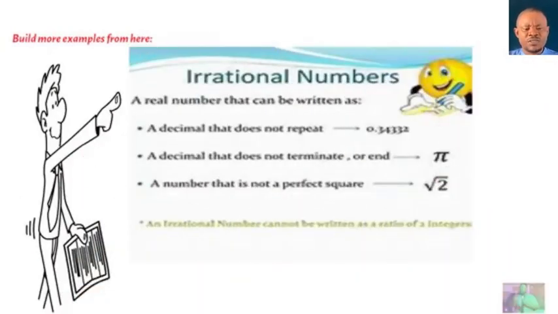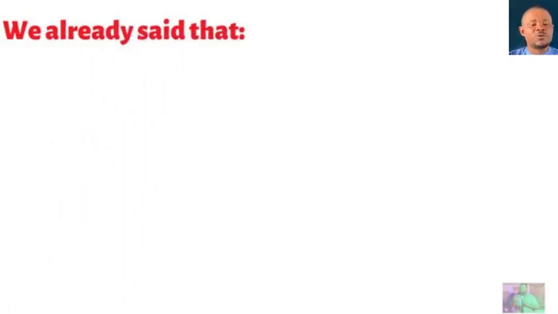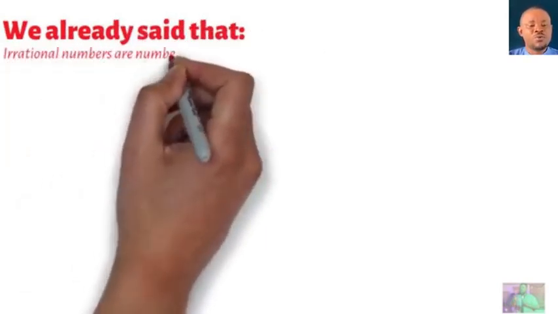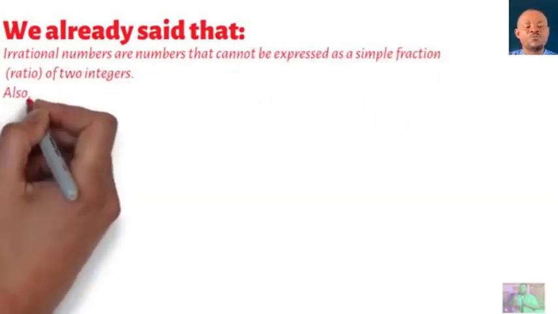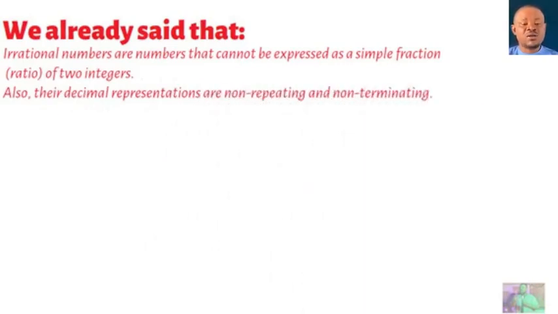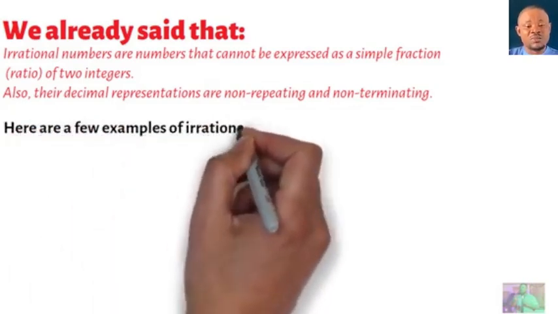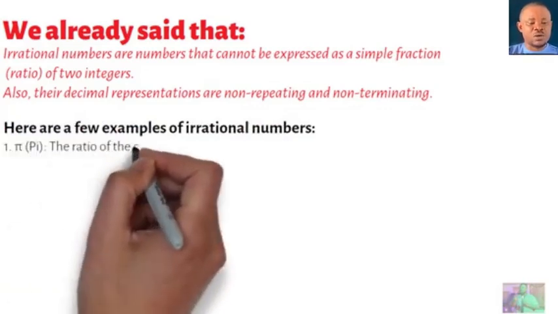Irrational numbers: a decimal that does not repeat, a decimal that does not terminate, the square root of a number that is not a perfect square. It's an irrational number. We already said that irrational numbers are numbers that cannot be expressed as a single fraction or ratio of two integers. Also, their decimal representations are non-repeating and non-terminating. If you write them as decimals, you get non-repeating and non-terminating decimals. These are a few examples of irrational numbers. You can read from there.